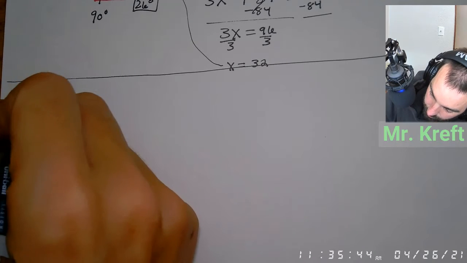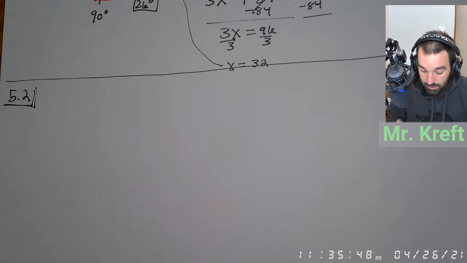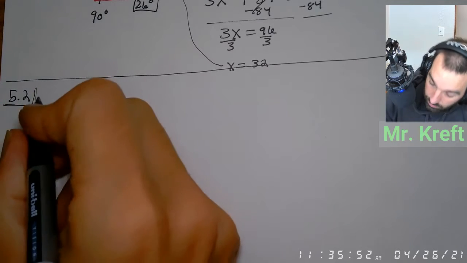5.2. Again, in 5.2, there was a lot of stuff, but I'm just focusing on the big takeaways, and that was congruent statements.